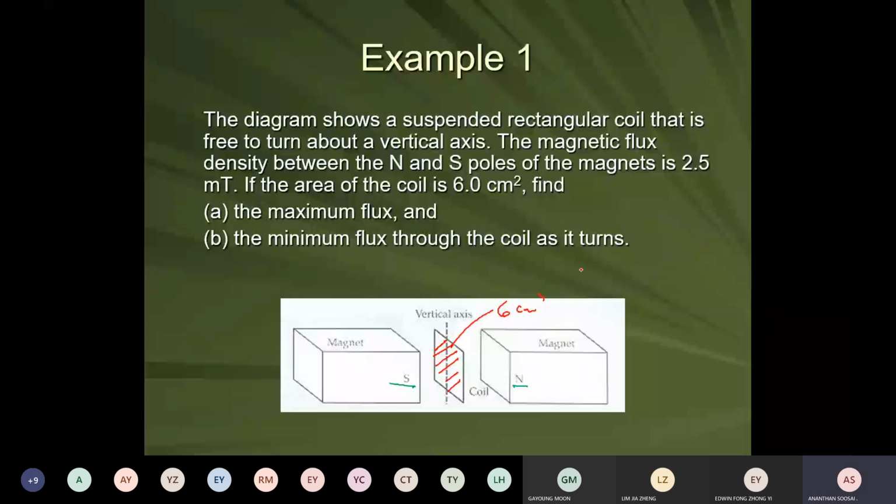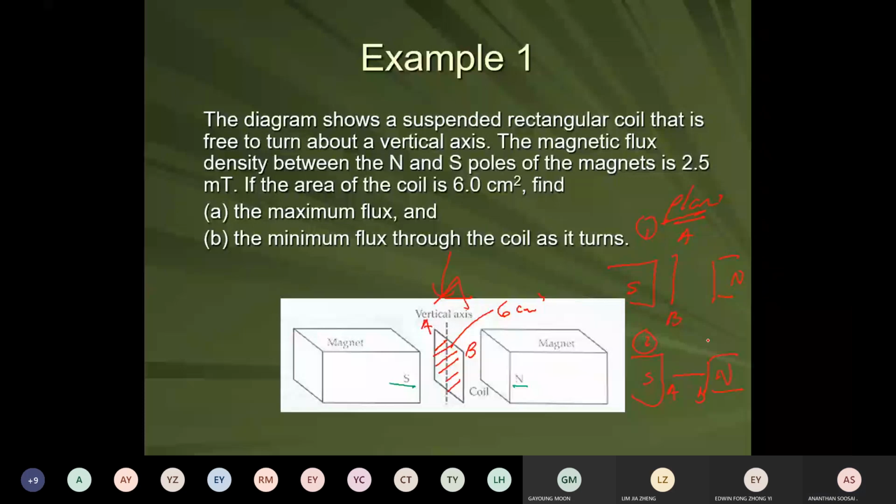If I view from the top, this is south and here is north. Let's say this is A, this is B. This is the top view, the plan view. So tell me, if AB is like this, or when it turns, AB might be positioned like this, 1 or 2, the flux is maximum.